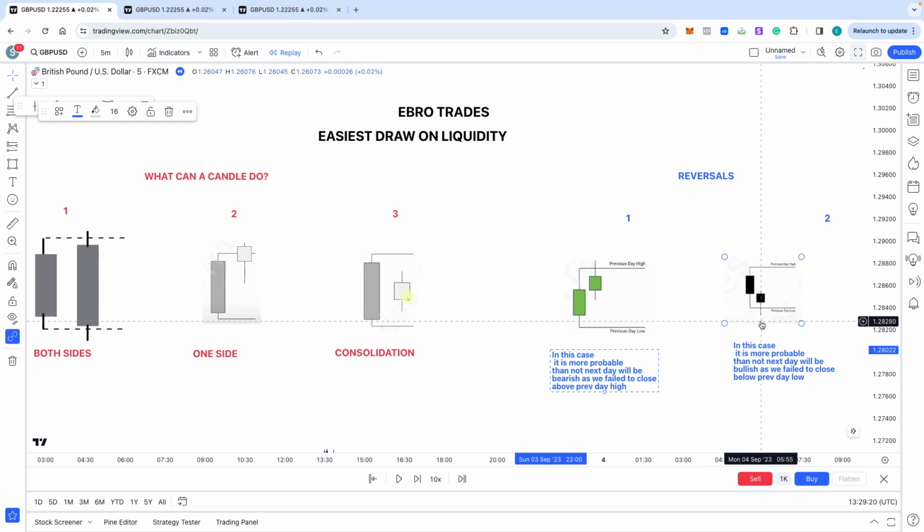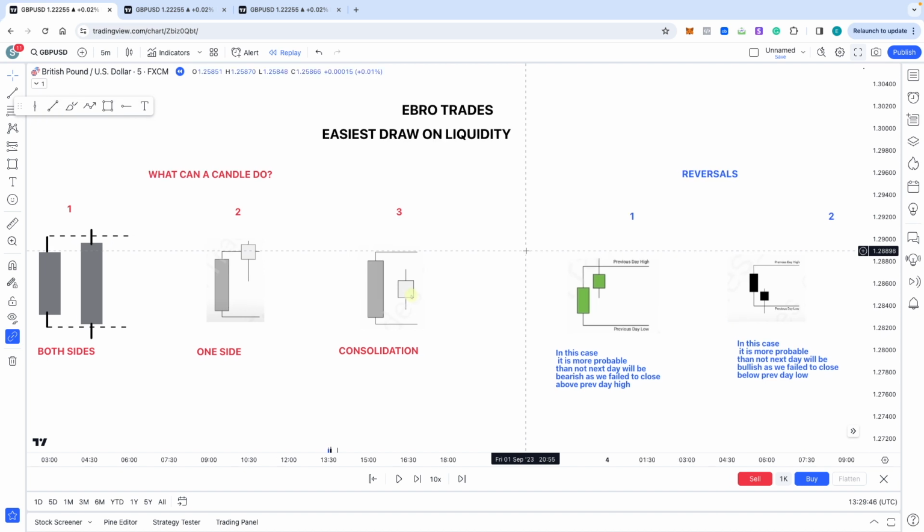The vice versa, or the opposite of that, is that in cases where we fail to close beneath the previous day low in a bearish trend, it is more probable than not that the next day will be bullish, as we failed to close below the previous day low. I hope that makes sense. So this is the converse of situation one. It's the opposite, and it's pretty logical.